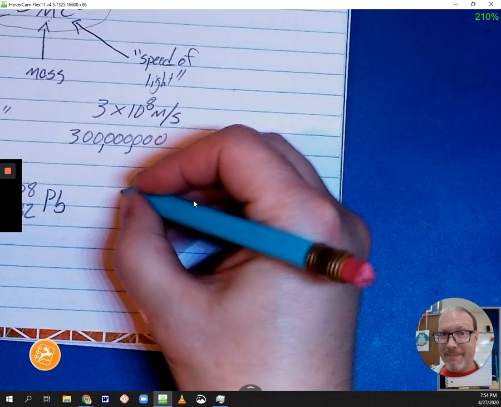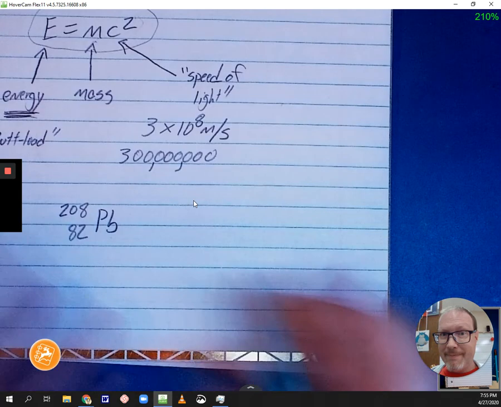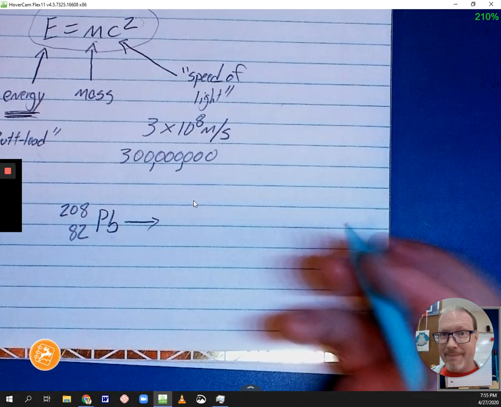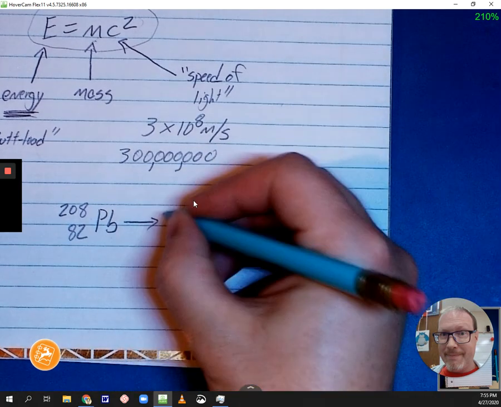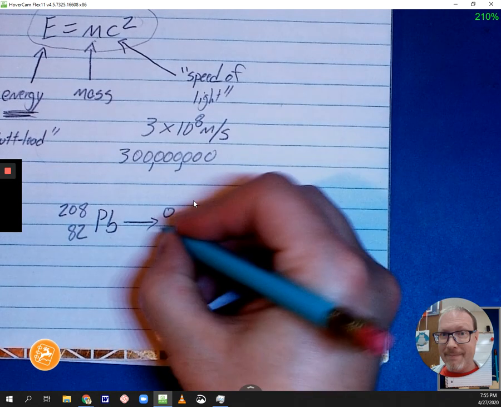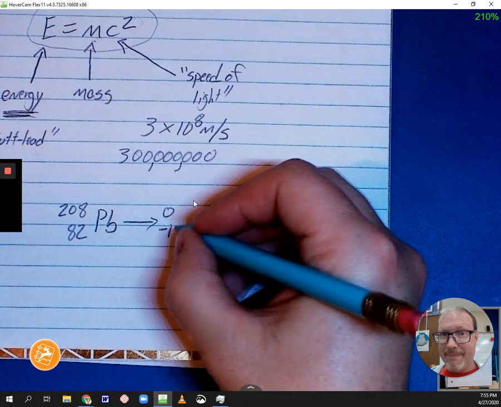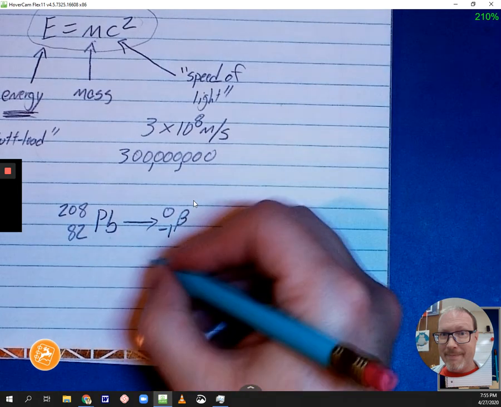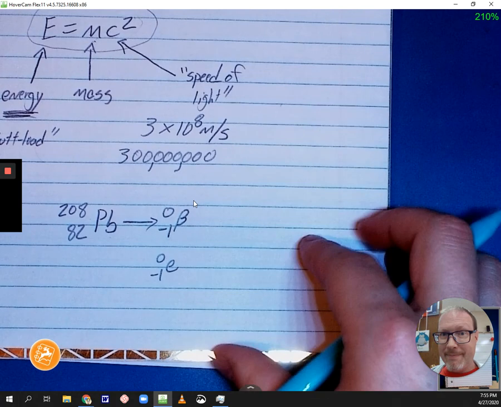Let's say that I've got something like lead 208, okay? Now this lead 208 is going to go through beta decay, meaning it's going to get rid of a beta particle. Now a beta particle, since it's an electron, it has no mass, and it has a charge of -1. And I can either symbolize it by doing the Greek letter beta like that. I could also symbolize it with a little e for electron.